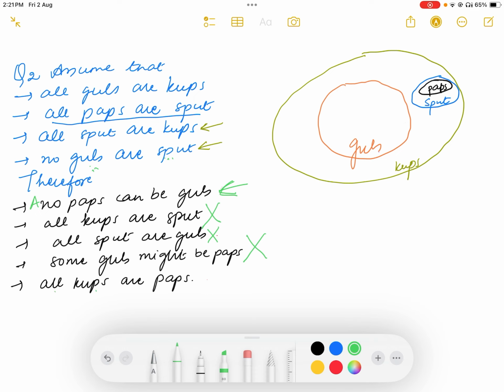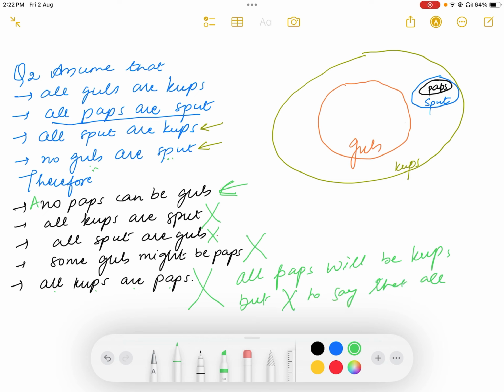Then all cups are paps. Not possible. Cups is a very big section, and all the paps will be cups, but it is wrong to say that all cups will be paps, as shown in the diagram.